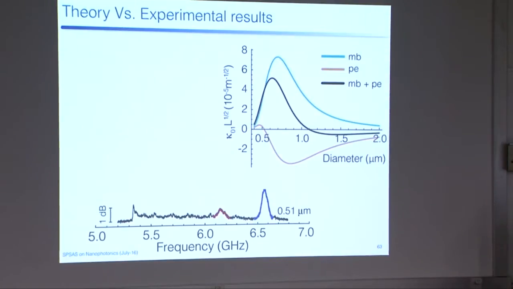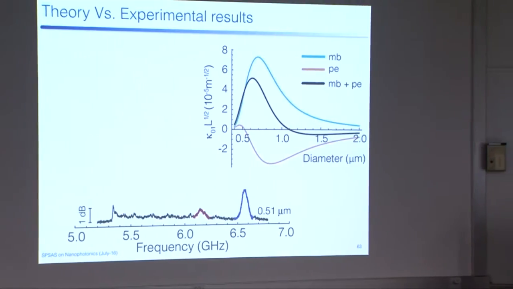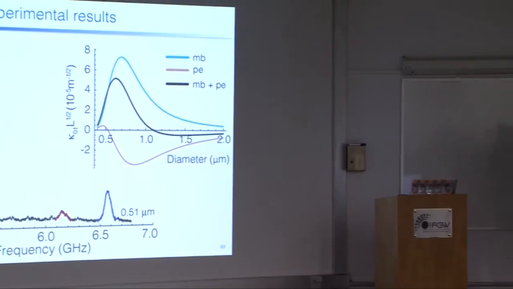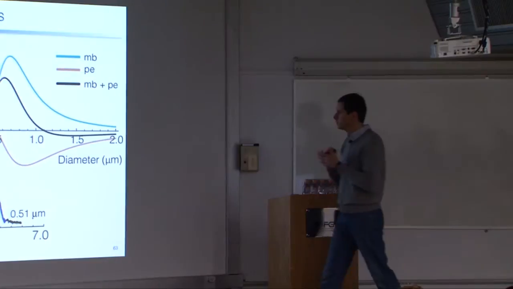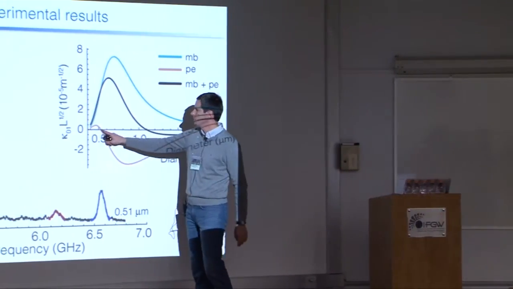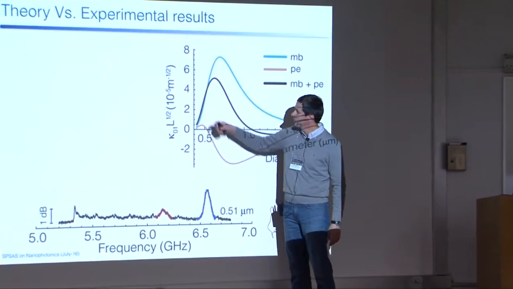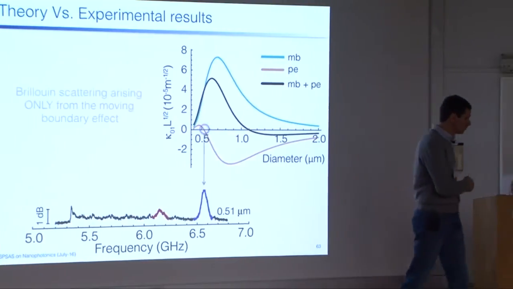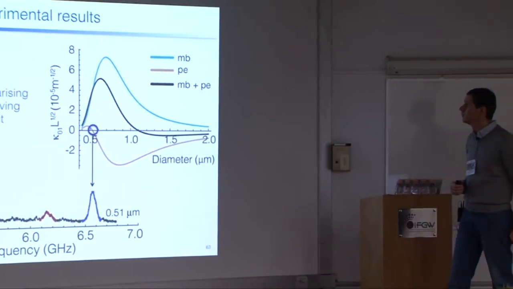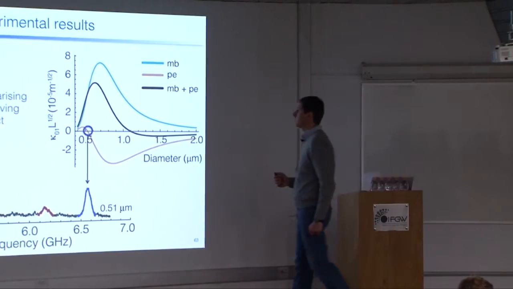Right, so the strain perturbation in the body, it's not that there is no body strain. There is, right? But in parts of the core it's positive, in other parts it's negative, and the spatial average is zero. So there is no photoelastic effect in this diameter, and the scattering that we see is all due to the moving boundary effect.